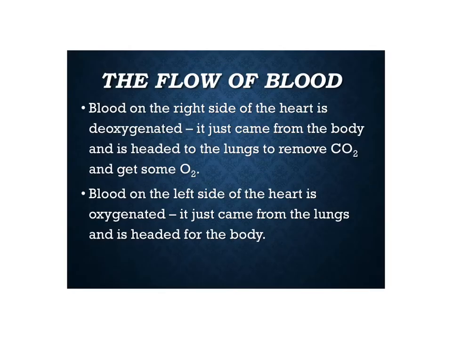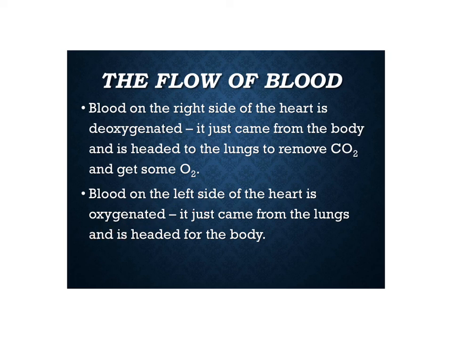Now in the heart, the blood that's on the right side that we just looked at, the right atrium and the right ventricle, that blood is deoxygenated. That is, it doesn't have a high level of oxygen in it because it just came from the body and it's headed to the lungs. So it's going to go to the lungs and it's going to remove the carbon dioxide and get some oxygen. Okay? The blood on the left side, on the other hand, is oxygenated.